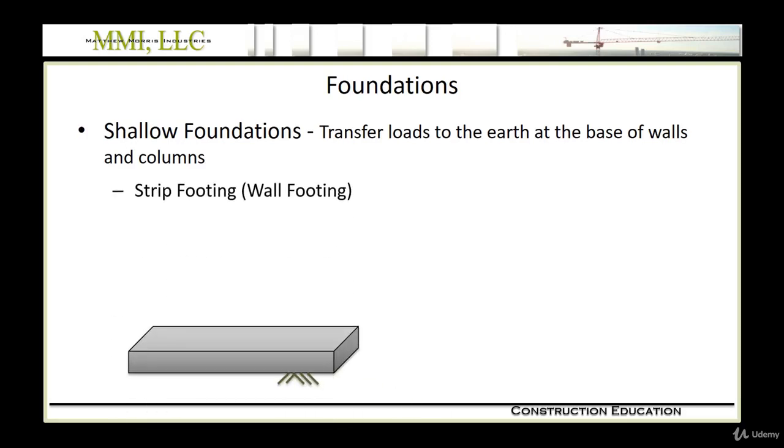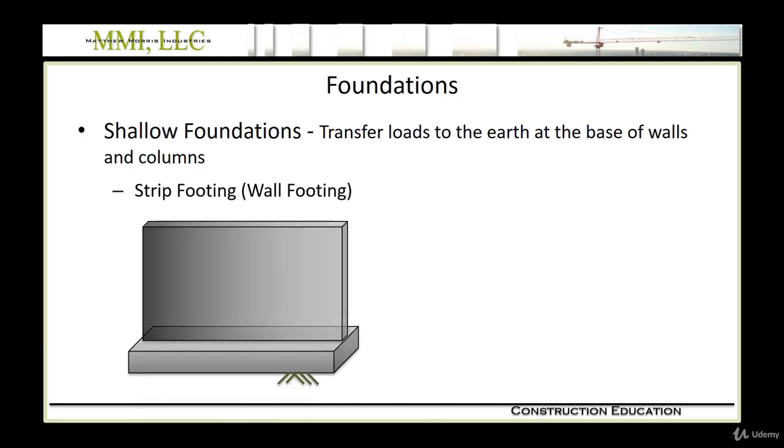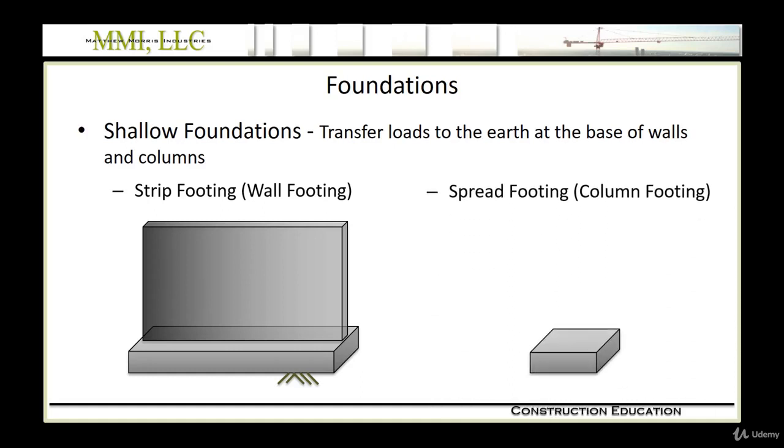As far as terminology goes, if you have a wall and it's bearing down on a footing, you would call that a strip footing. Occasionally you might hear someone call it a wall footing. If you have a column bearing on a footing, you would call it a spread footing, or possibly a column footing. Now what's happening here is you have a load being applied to the footing, a force being applied to the footing, and the force is being spread out over a larger area. The magnitude of the force is then less. The pressure on the soil is then less.